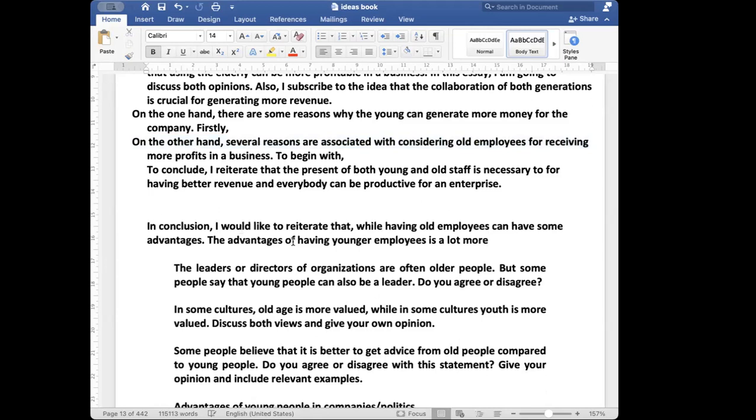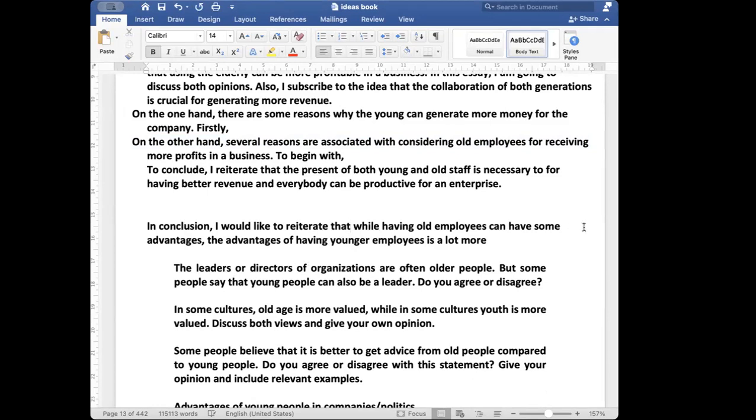In conclusion, I would like to reiterate that while having older employees can have some advantages, here, son, a comma should come. In the middle of the sentence with while, a comma should come. The advantage, the disadvantage of having young employees is a lot more. So what you want to say is that young employees should be there, right? Then there is no need to put while like this. So I personally go with the former view. And I would like to reiterate that, okay, you can put that, but no comma comes after that, while old employees can have some advantages, the advantages of having younger employees is a lot more.